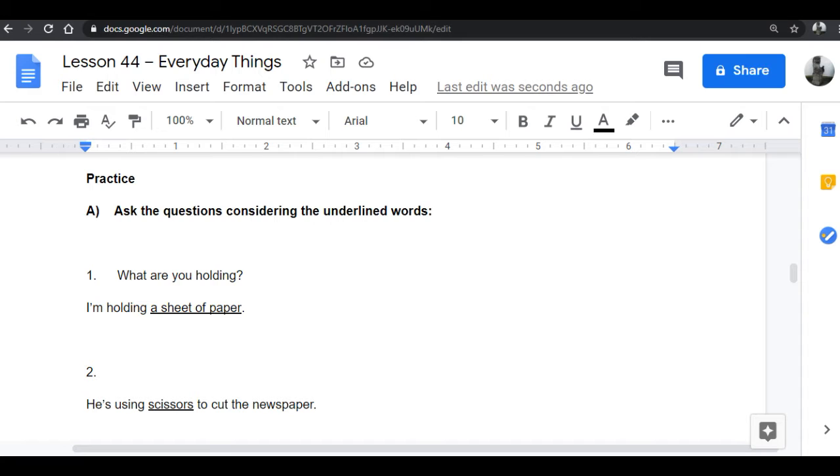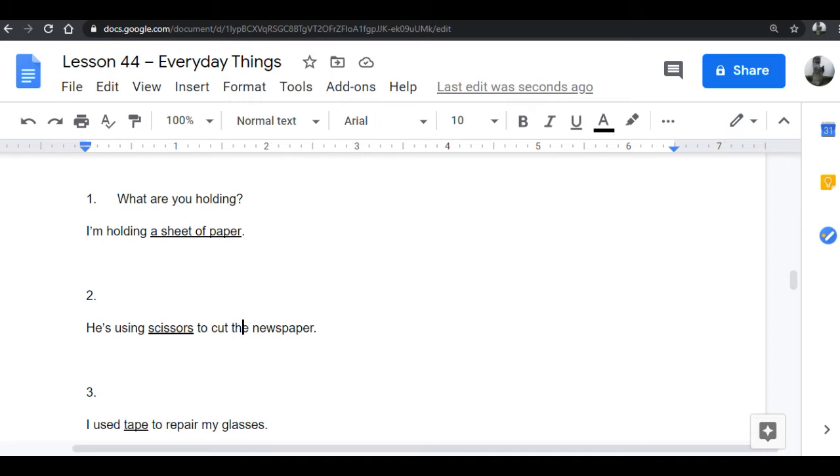So, what are you holding? Oh, that's a very good question. I'm holding a sheet of paper. Cool. He's using scissors to cut the newspaper. Scissors. What is he using to cut?